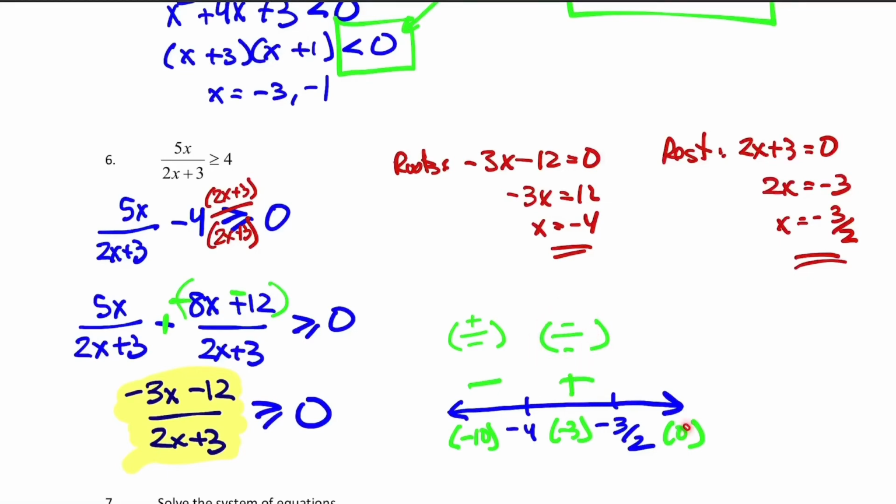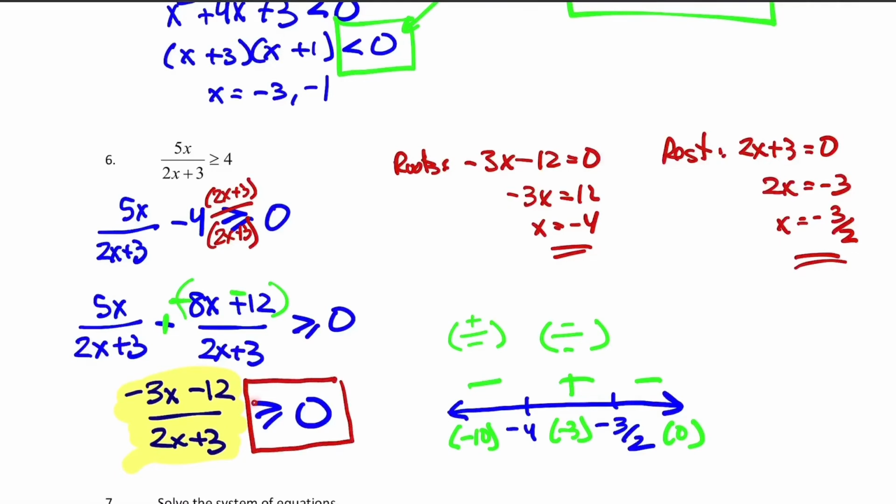And 0 is super easy, because watch this. If I put a 0 in here and a 0 in here, both of these are zeros. So basically, you just cancel this stuff out. What are we left with? Negative 12 divided by 3, which is going to be negative. Now, lastly, we interpret the inequality.